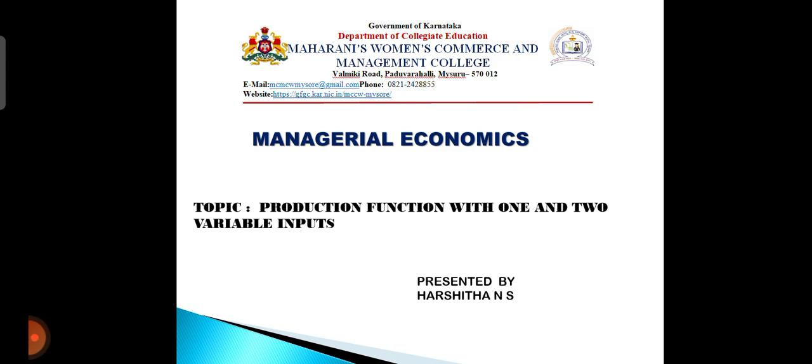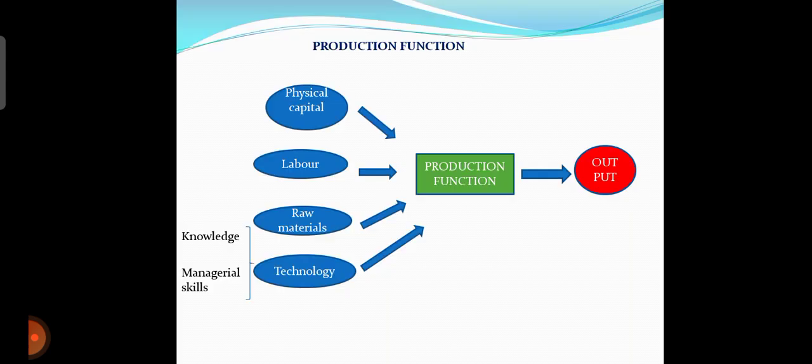Today I would like to present a topic on production function with one and two variable inputs. Let's know what is production function in general. Production function is an indicator of the physical relationship between the inputs and output of a firm. As per the diagram, you can see physical capital, labor, raw materials, technology. These are the key inputs to the production function which result in output.